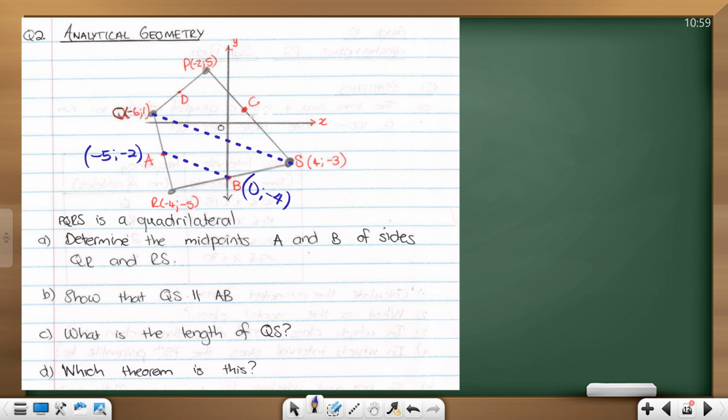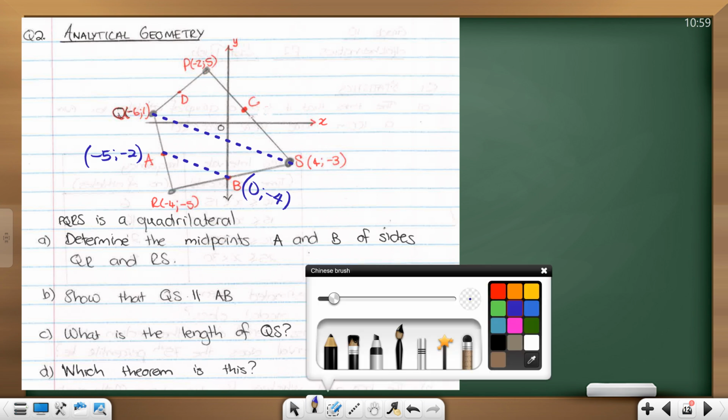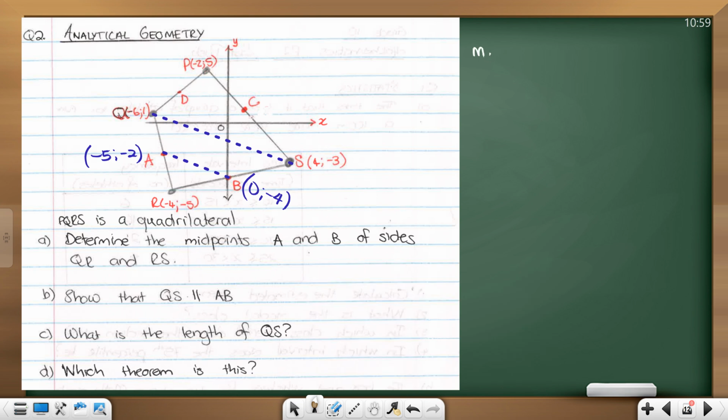Waiting. What did you do for AB? So what's your gradient for AB? 2/5. Amira, what's your gradient? Eh? You mean you don't know how you got it? You don't know how to calculate gradient?